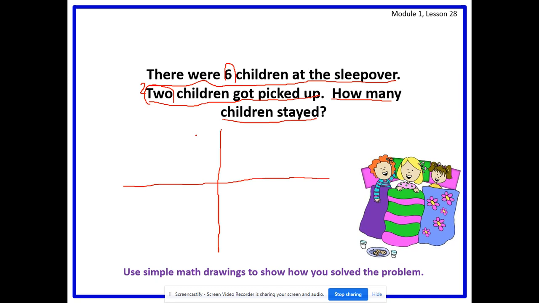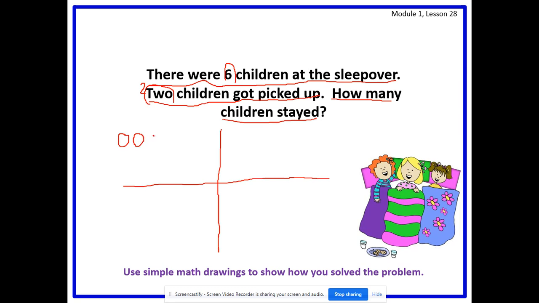Yes, 6 children at the sleepover. So what is our whole number in this story? Get ready. Yes, 6. So let's go ahead and draw 6, because remember that is our first key point. We find the whole number and we draw it.